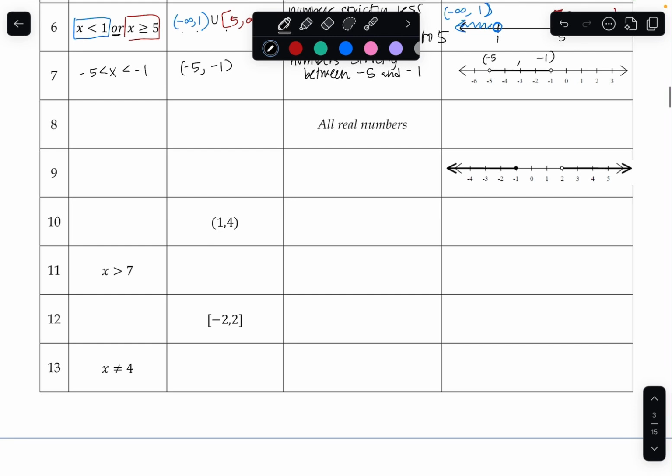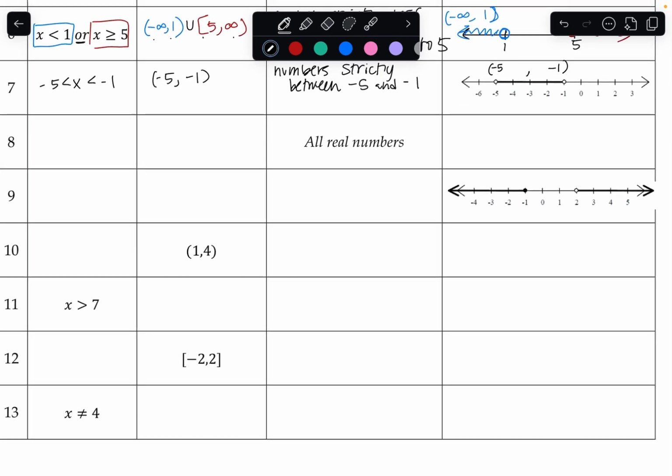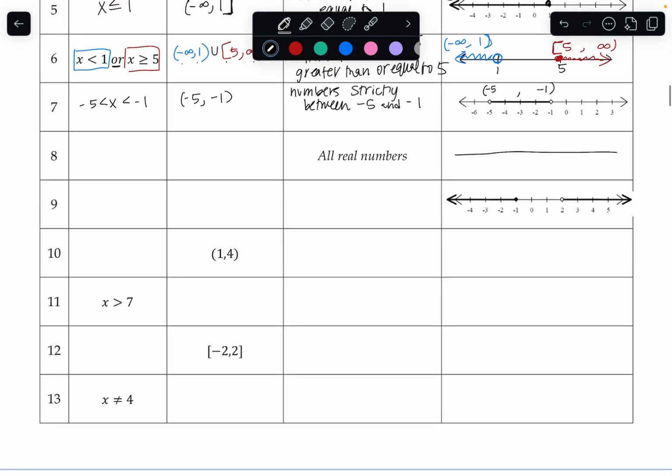Okay, now this next example, we're going to look at a lot. It's all real numbers. And so if you were to shade that on the number line, you're just shading the whole number line from negative infinity to positive infinity. And so interval notation is negative infinity to positive infinity.